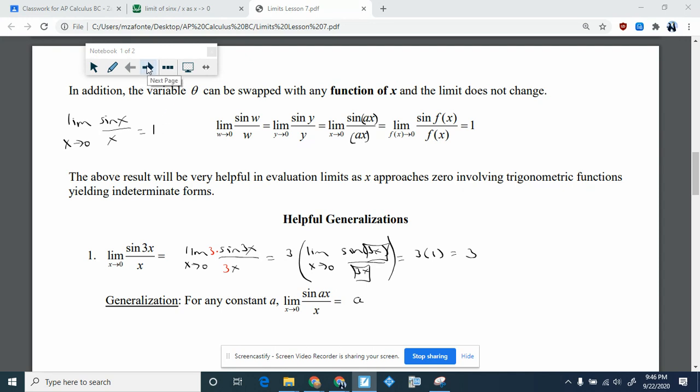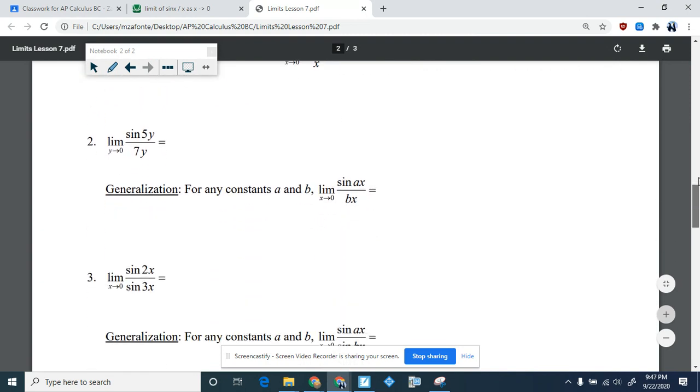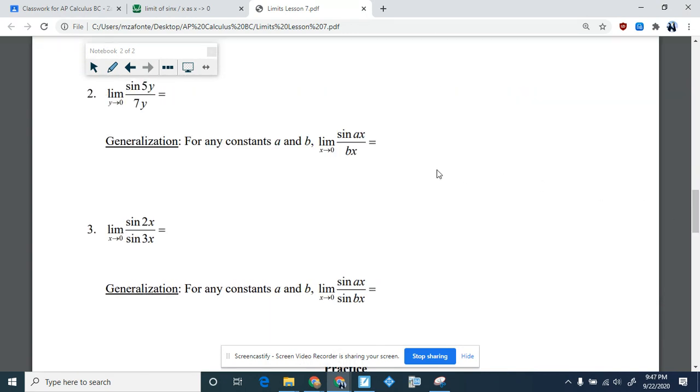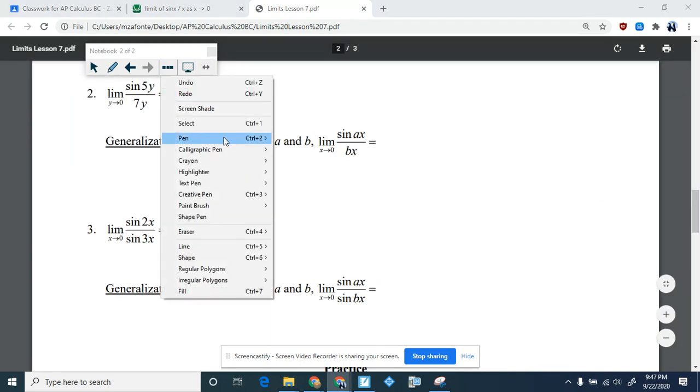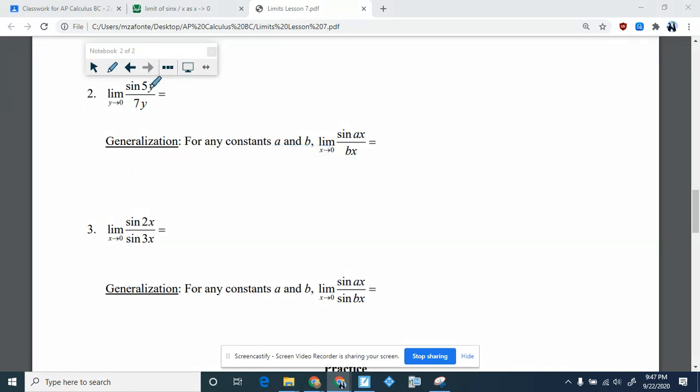There are a couple more of these generalizations that we want to look at. So let's go down and put up 2 and 3 on here. All right, so what would I do with this next guy? Again, the issue is that these have to be identical. It's got to be sine 5y over 5y to use the generalization up top that we discussed.